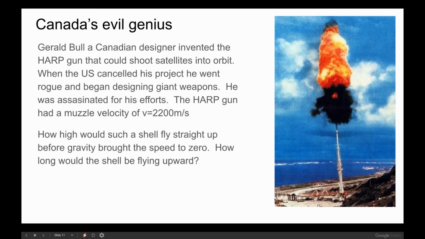Now, unfortunately, Canada and the US government pulled funding for his big giant space cannon. So Gerald Bull went rogue, got mad, went to France and started designing weapons for Saddam Hussein and other things. And there was this belief that he was designing a giant cannon for Saddam Hussein to shell Israel with nukes. So Israel bombed the site and they put out a hit on Gerald Bull, and our evil genius was assassinated. So Canadians are not always that nice.